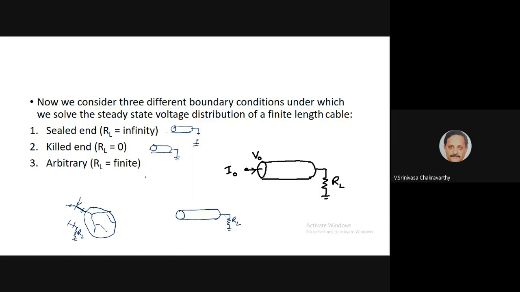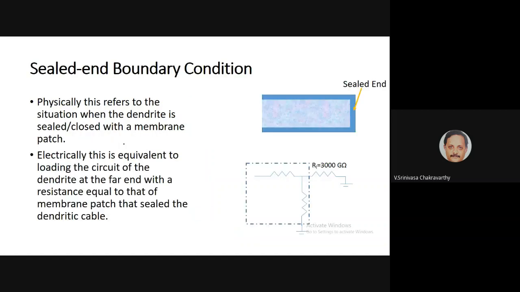The third case is the most general one, which is what you are seeing here. There is a finite resistance of value RL. So let us look at these three things. The terminology in Christoph Koch's book is, for the first case where RL is infinity, he calls it the sealed end. The second case where it is zero, he calls the killed end. The third case is arbitrary. It can be any resistance. Now, why do we use this kind of weird terminology? Let me explain that in a minute.